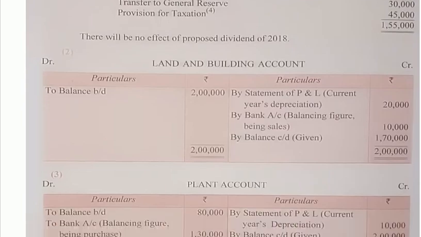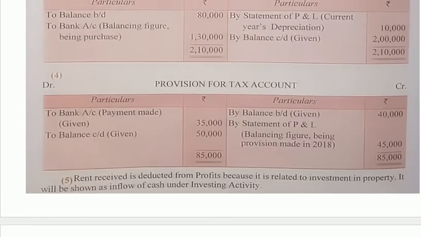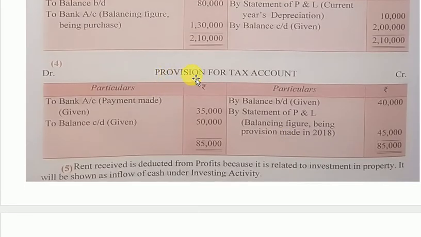Now let us see the next ledger, which is the provision for taxation account. So you see this ledger. Now where is the amount coming from? This balance b/d is coming from your question under provision for taxation. The previous year amount is 40,000, the 2017 amount from the question in the notes to accounts, and then the current year figure is written here to balance c/d. This is the current year provision for taxation amount, 50,000. So these two amounts come from the question.